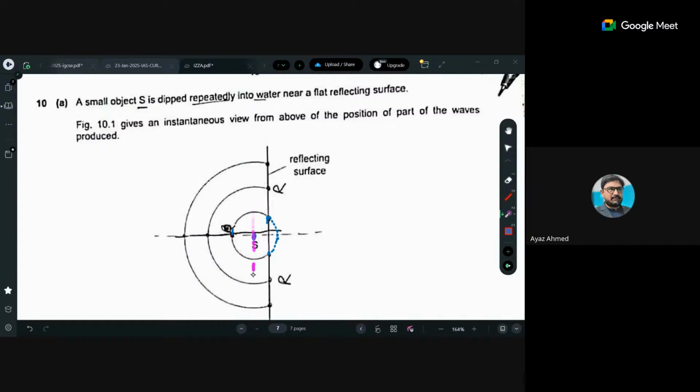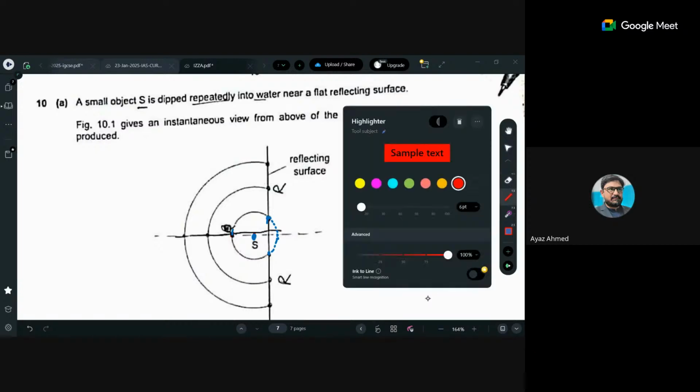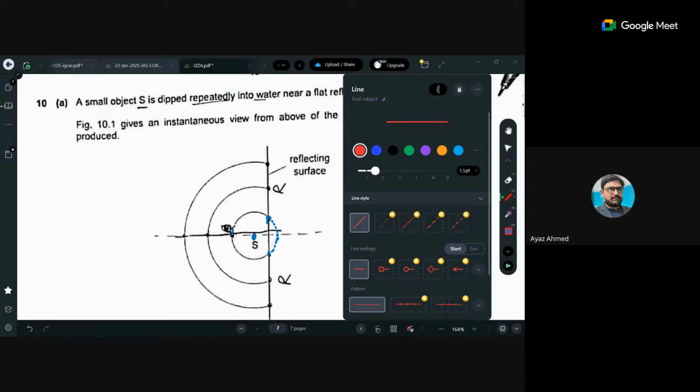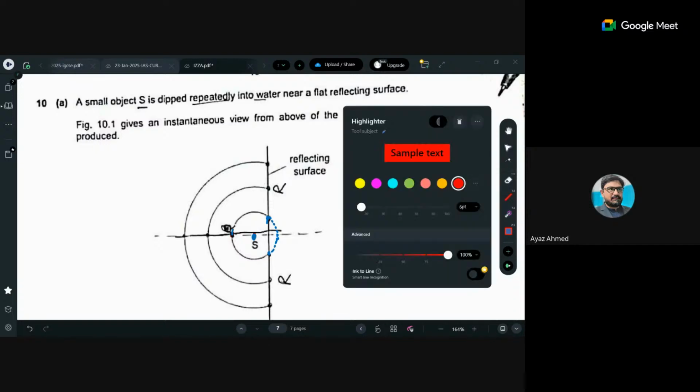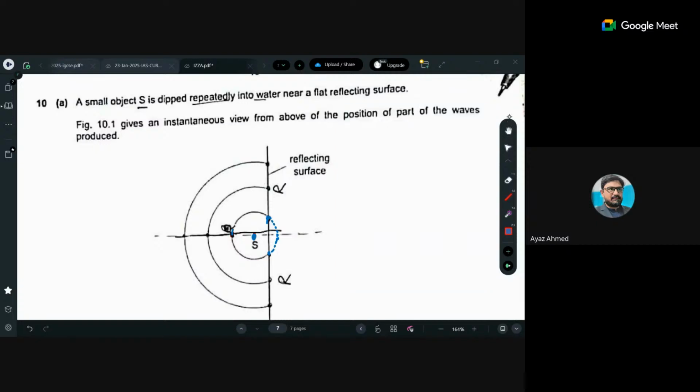Oh, okay. Yes. There is a very important trick in this question, and that is the reflected waves will travel the same distance from the source. For example, let's say this is the reflected wave, the one he showed above. Come on, something bad has happened to my pen also.